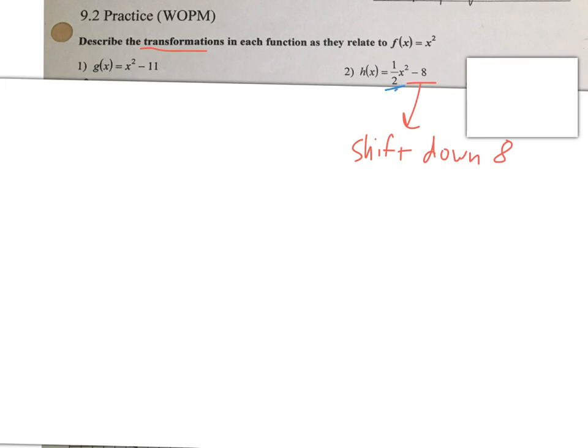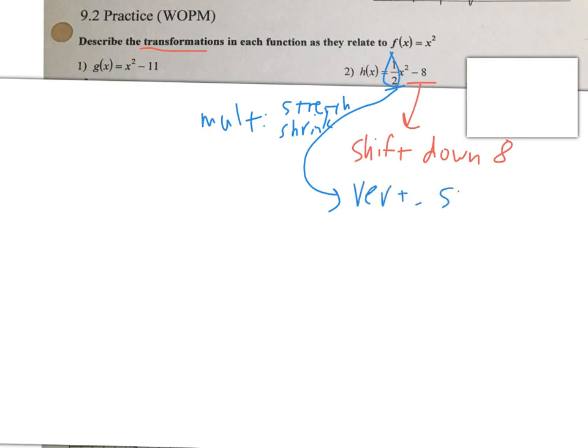The other transformation we see is this 1/2 multiplying in front. Now, multipliers are always a stretch or a shrink. And how you know is just if it's a number that's less than 1, that's going to be a shrink. Greater than 1 is going to be a stretch. So this is just a little fraction here. So that's going to be a vertical shrink, since it's a fraction.